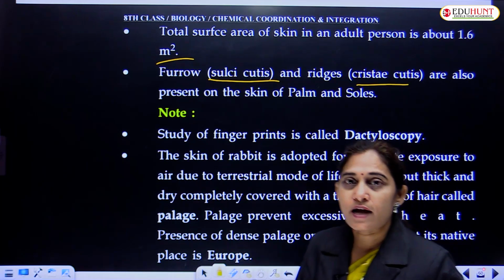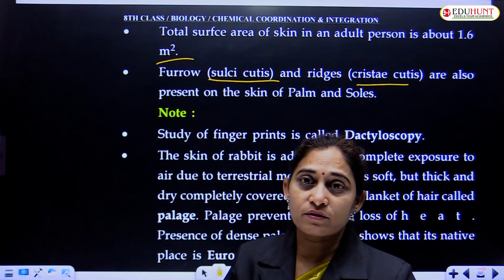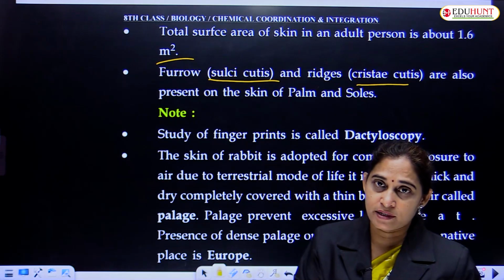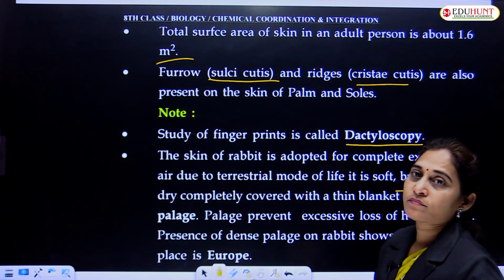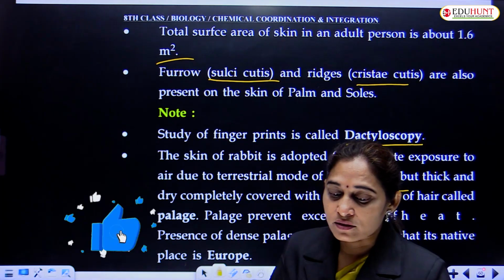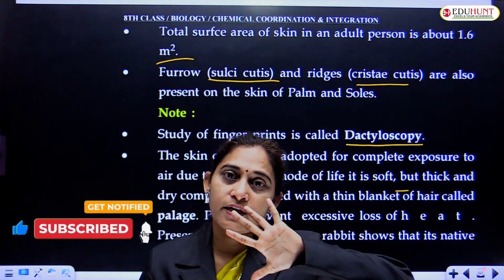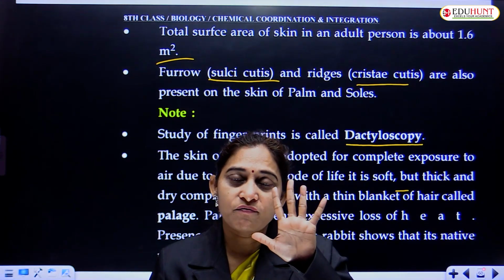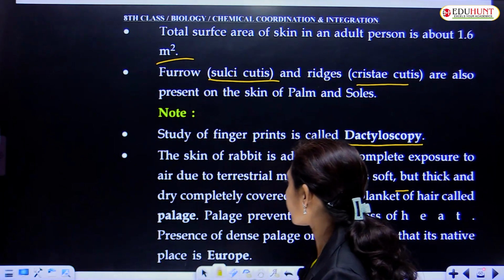Just now I mentioned that the study of the area which deals with fingerprints is known as dactyloscopy. It is the study of fingerprints. They study the fingerprints of human beings, analyze them and identify the person.